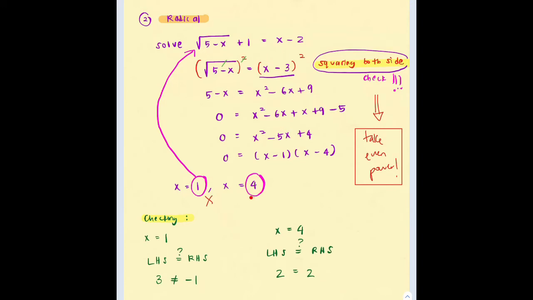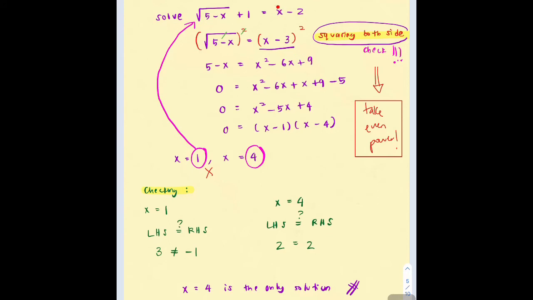Let's recheck x equal to 4. When you put 4 here, your left hand side will be equal to 2. When you put x equal to 4 here, your right hand side will also be equal to 2. So 2 is equal to 2, therefore x equal to 4 is the only solution.